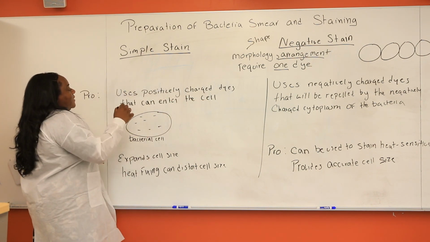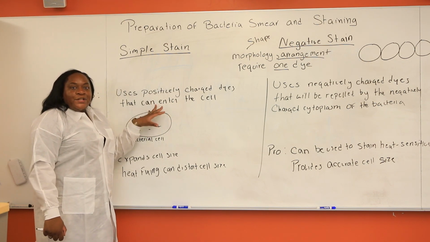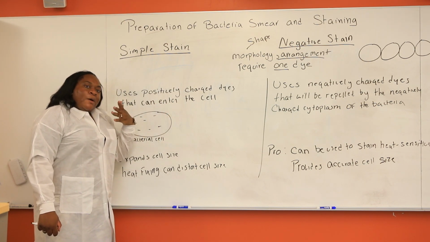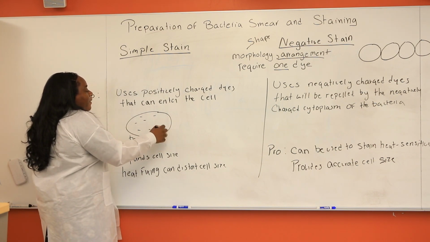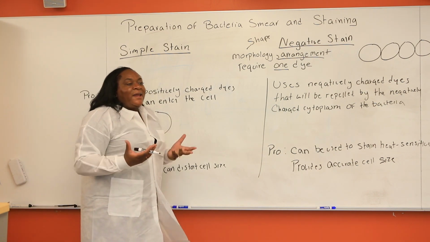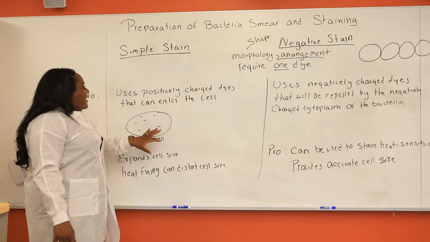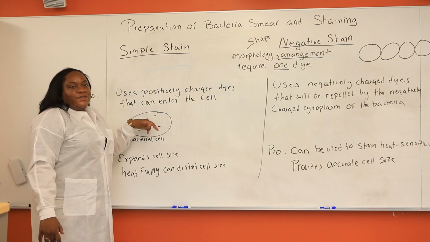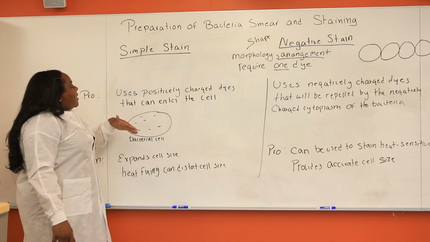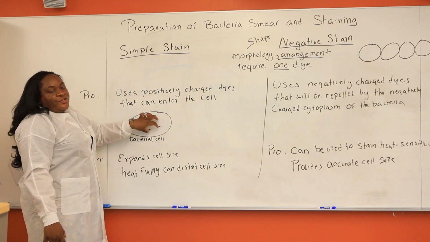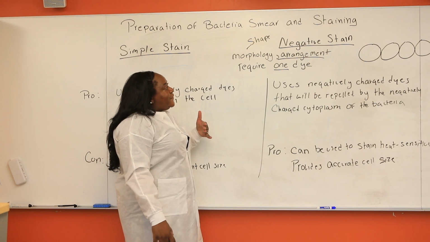For simple stains, they use these positively charged dyes that can actually enter the bacterial cell. Why or how? Cells for the most part have a negative charge due to proteins. So the surface of bacterial cells and the cytoplasm is negatively charged. We know that opposites attract. So that allows the stain, the dye, to penetrate the cell, okay?